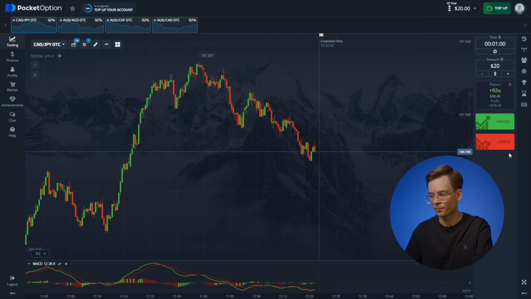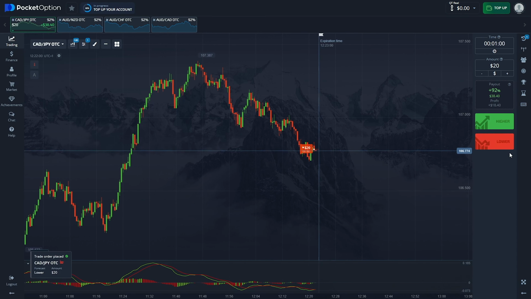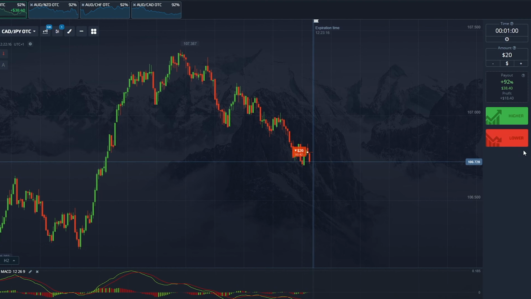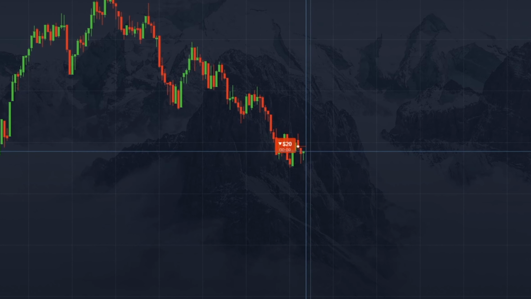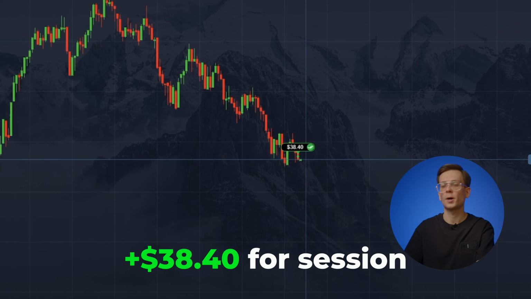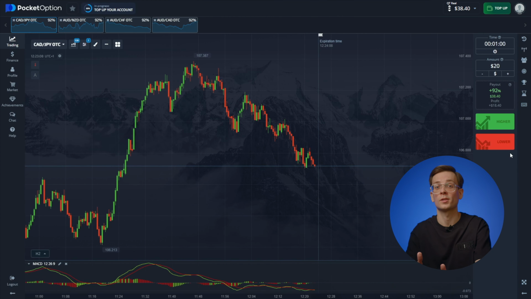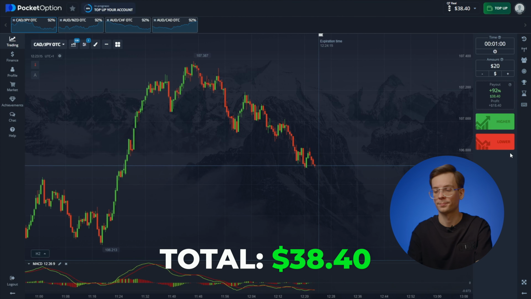Canadian yen. The MACD signal line is still hanging above the main, and even though the histogram hints that the trend's power is fading and might flip soon, on a minute time frame it's not likely to shift. We go lower. Neatly, sharply and stylishly, I pocket an honest 38 bucks. Moving on.